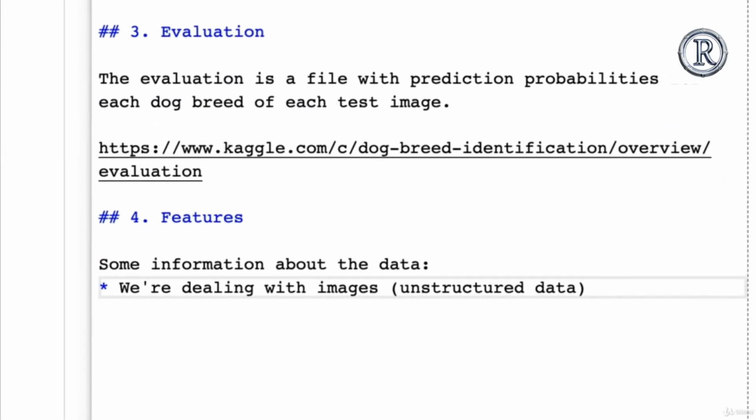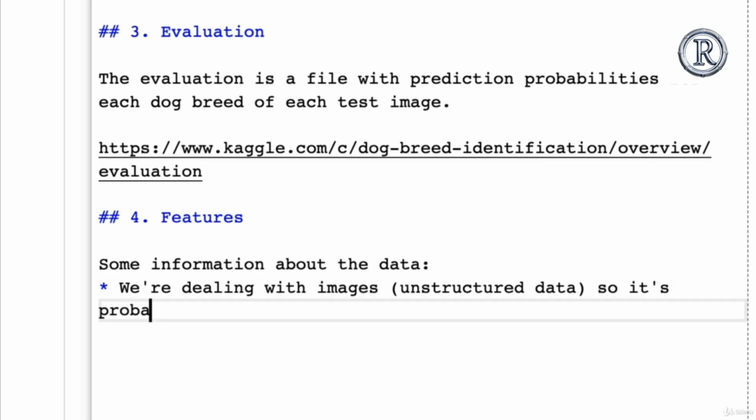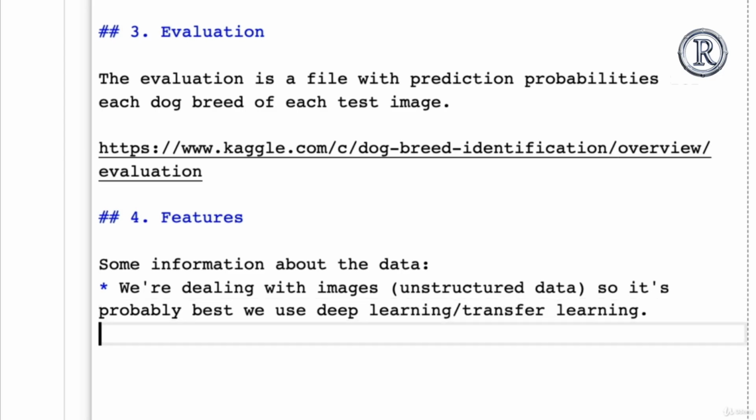So unstructured data is just anything that isn't in a data frame, so no rows and columns. We're dealing with images, which are unstructured data, so it's probably best we use deep learning and transfer learning, which is what this project is all about. What else is there about the data?